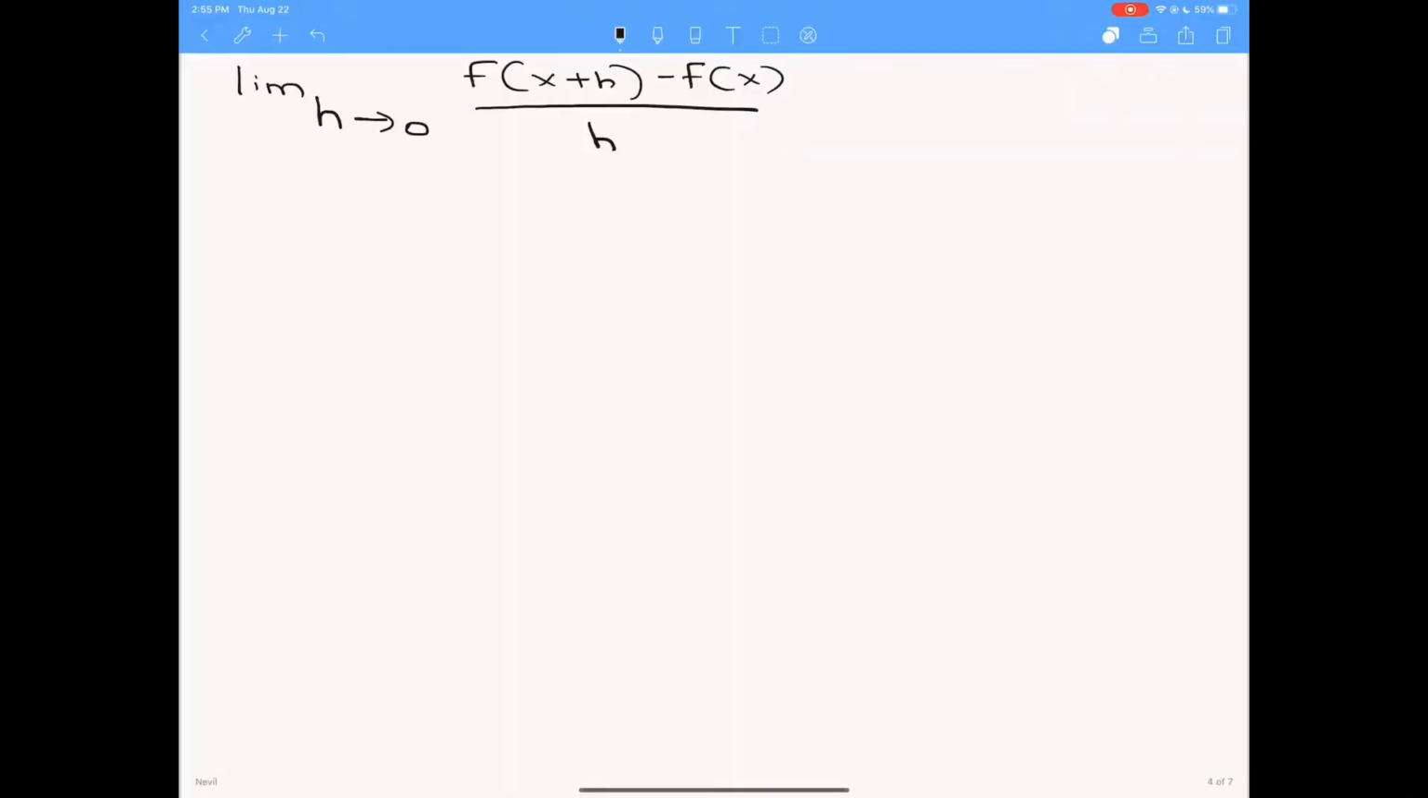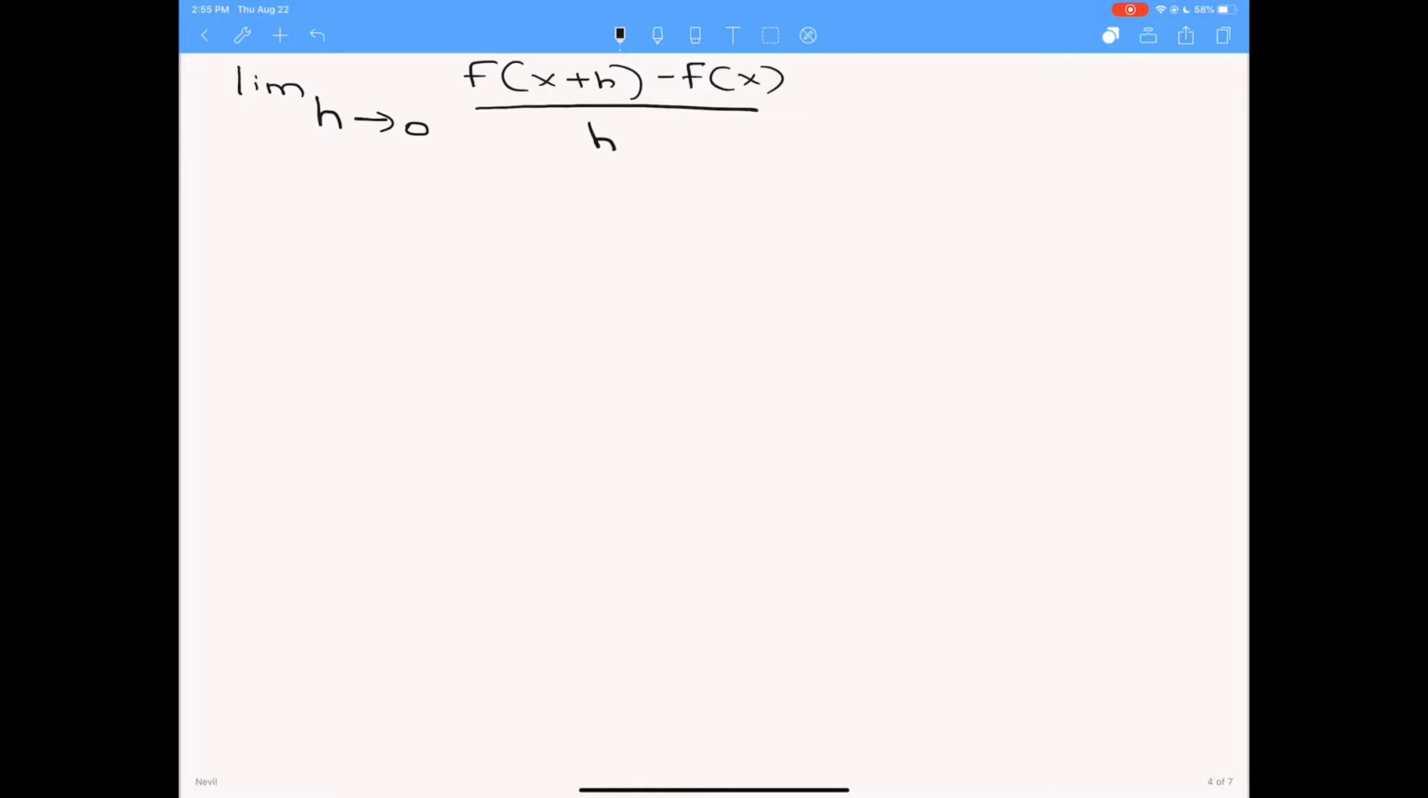Hello everyone. So today we're going to be going over finding the derivative of a function using the definition: limit as h tends to 0 of f of x plus h minus f of x, divided by h. So basically this is a method that you learn in the beginning of derivatives. You are able to find the derivative of a function using this certain formula.